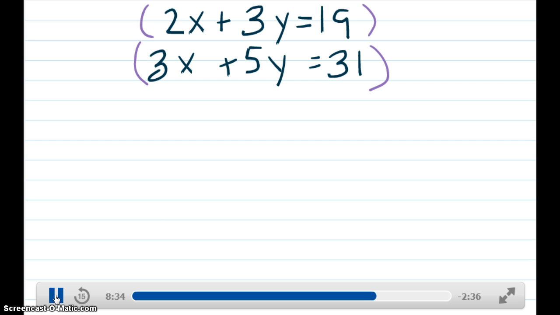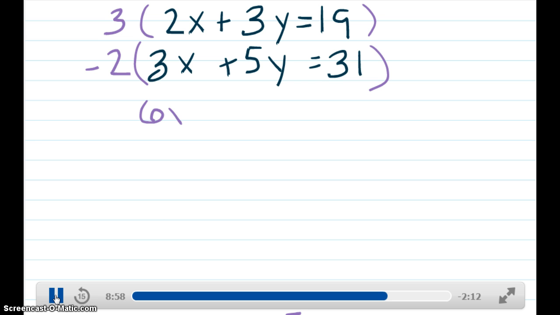So this one, we're going to have to multiply both equations by something. So if you see 3 and the 2, you can multiply one by 3, the other one by negative 2, and we get 6 and negative 6. So you can do that with your y's. You could have multiplied the top equation by 5, the bottom equation by negative 3, and it still would have worked. Okay?